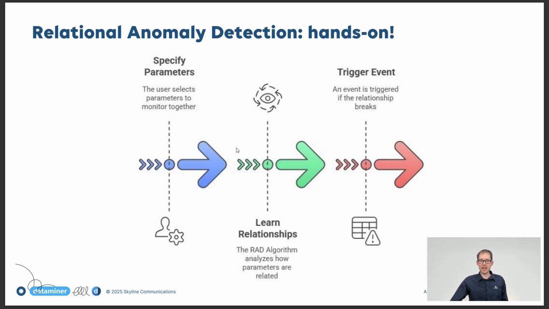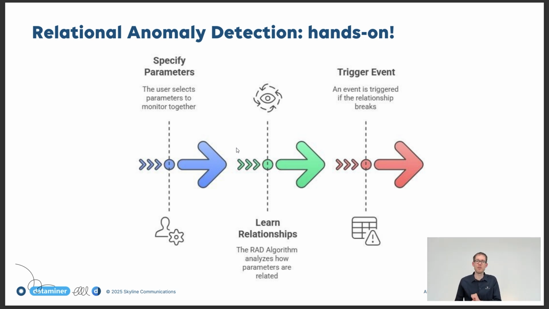So how are we going to do that? Well, relational anomaly detection is an algorithm that consists of 3 steps. The first step is really your job. You're going to have to tell the system, look, DataMiner, I want you to monitor parameters A, B, C, D together as one. So that's your responsibility, and we're going to go deeper into this in this presentation. The other 2 steps are fully automatic.